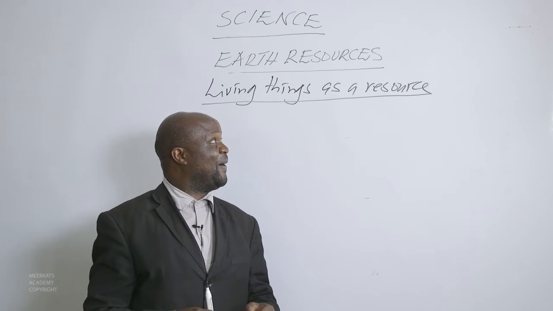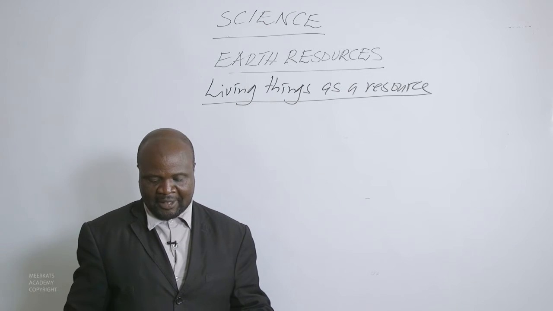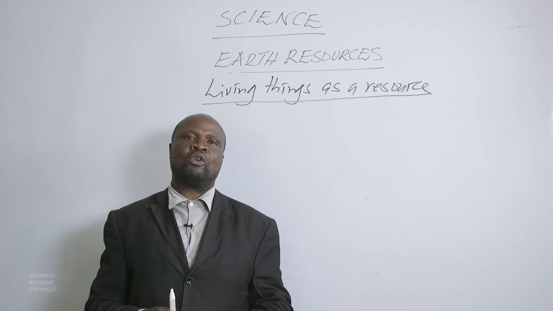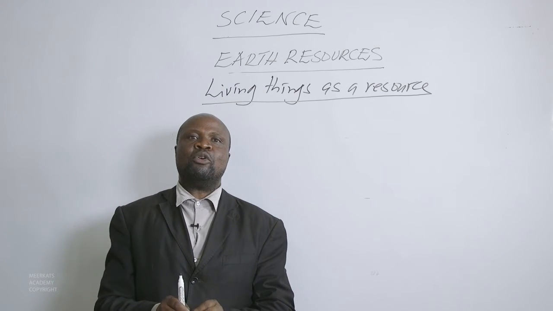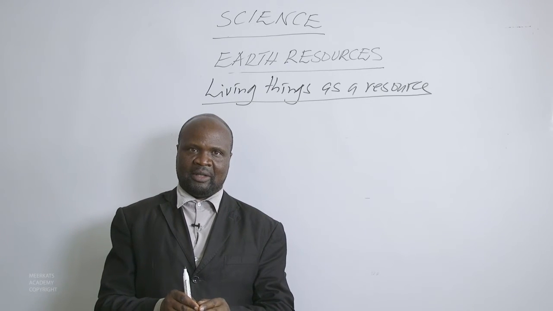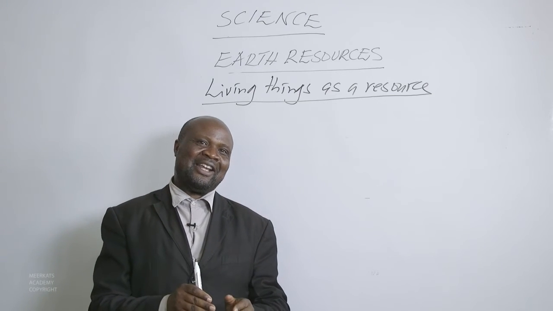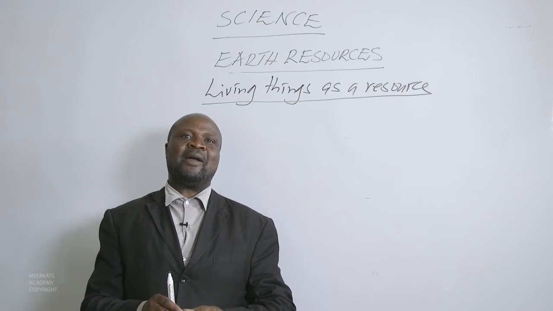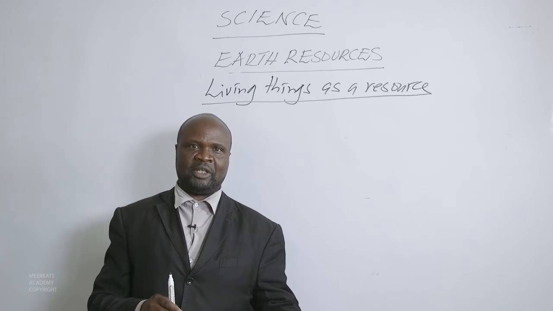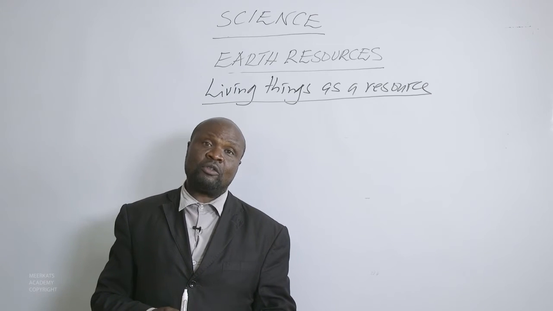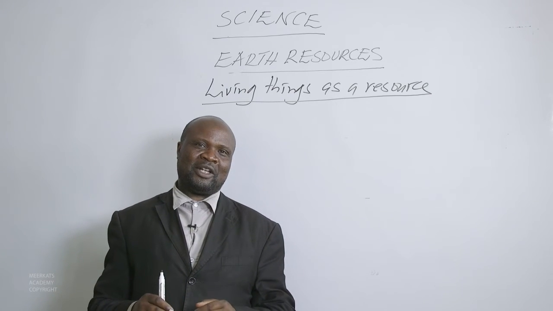So we are saying living things as a resource. They are natural resources because they are able to reproduce, meaning they can die, but they give birth to young ones. We are also saying there is a close interdependence.